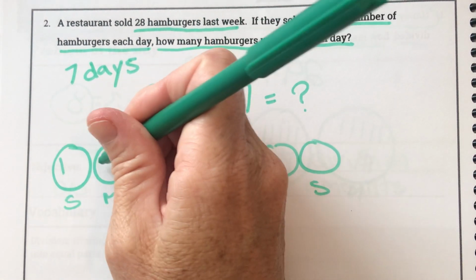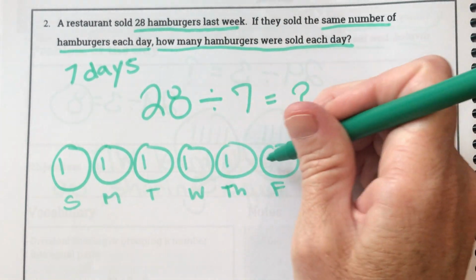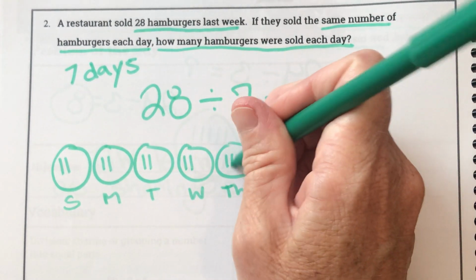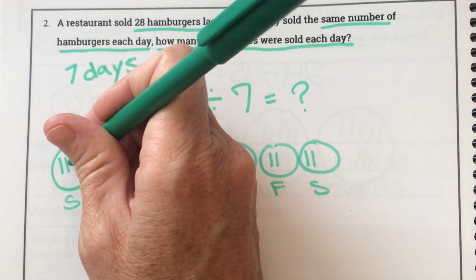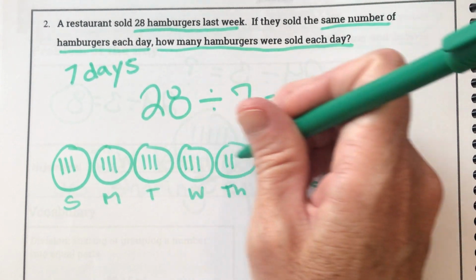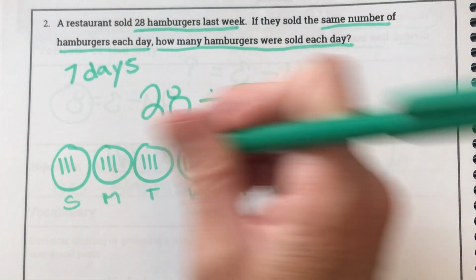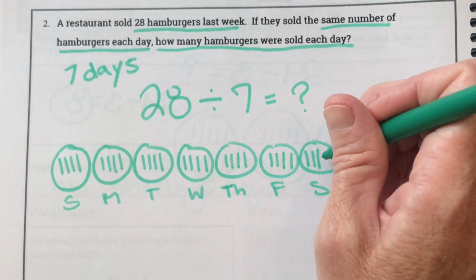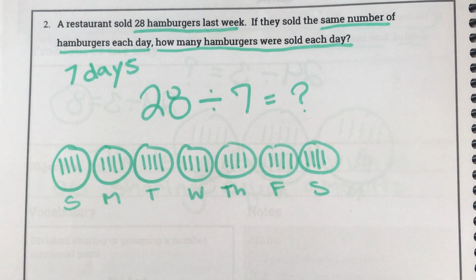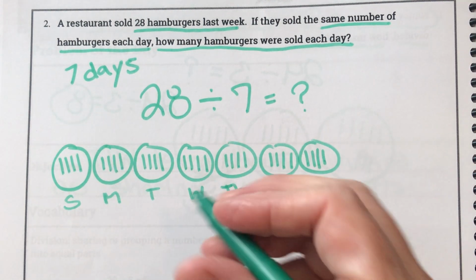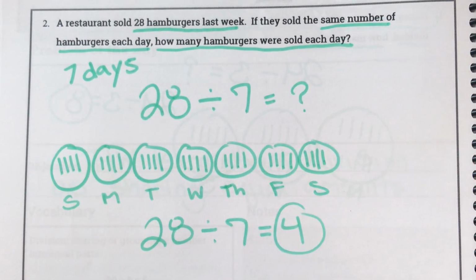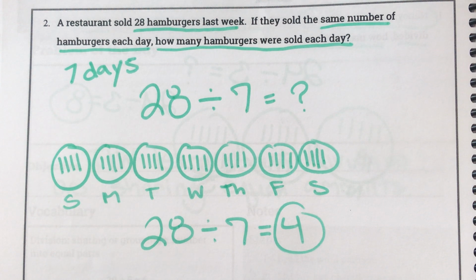Ready? 1, 2, 3, 4, 5, 6, 7, 8, 9, 10, 11, 12, 13, 14, 15, 16, 17, 18, 19, 20, 21, 22, 23, 24, 25, 26, 27, 28. So I passed out all of my 28 hamburgers, and each day it looks like has 4 hamburgers. So my answer, or my quotient, is 4.